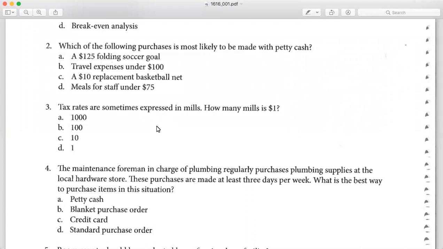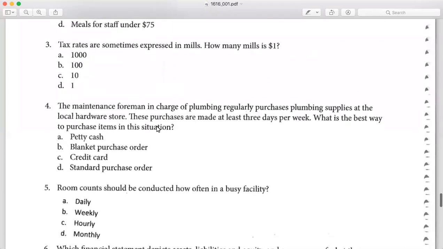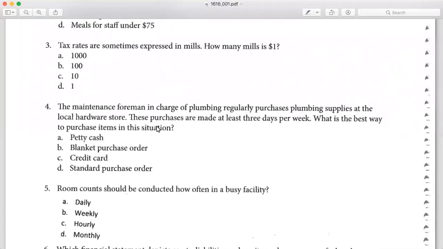Okay, great. The next one is: room counts should be conducted how often in a busy facility? Daily, weekly, hourly, or monthly? Go ahead and put your vote in there. There's a tricky one coming up, so I'm looking forward to this one. Okay, so C is correct.